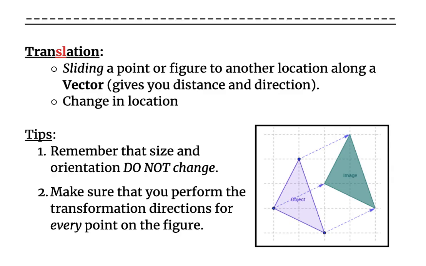Some tips that you should also jot down in your notes is to remember that size and orientation do not change. If you end up with a figure that is bigger or smaller or doesn't really look like the same original figure, then you probably did something wrong because the only thing that needs to change is the location. And make sure that if you have a figure that you perform the transformation directions for every single point on that figure and not just one or two. That is going to preserve the original size and the orientation. Again, make sure you've paused the video and jotted this down before moving on.